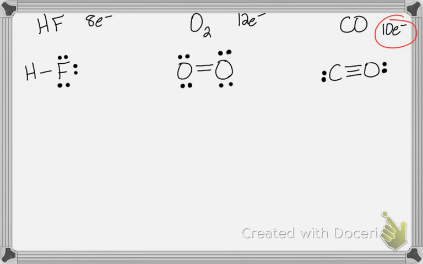Now first, check this out. Are 10 electrons used? 2, 4, 6, 8, 10. We've used 10 electrons. Do both carbon and oxygen have an octet? Carbon has an octet. Oxygen has an octet. So that is the Lewis structure for carbon monoxide.